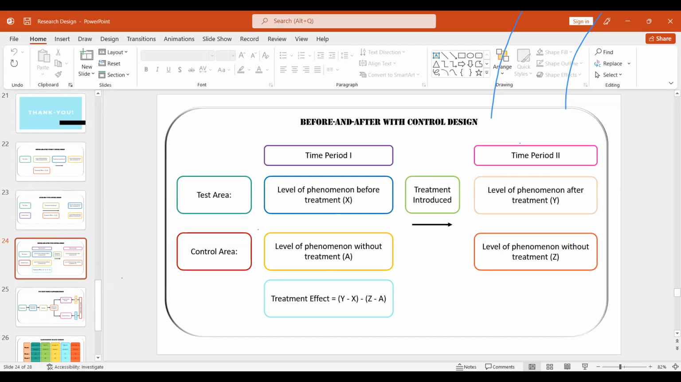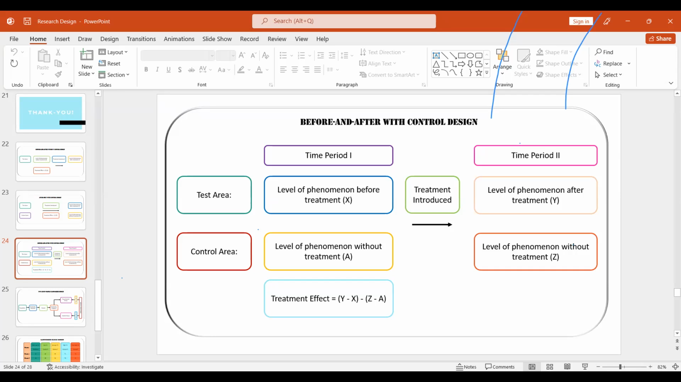And similarly, the third is before and after with control design. So time period. Sometimes in the field of agriculture, when we conduct certain studies, suppose a particular crop yields for 3 months and another for 4 or 5 months, how does it affect the level of phenomenon before treatment under time period 1 or under the time period XYZ. And the control areas may be level of phenomenon without treatment under the time period second category.